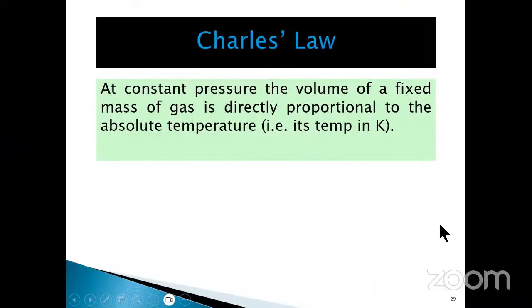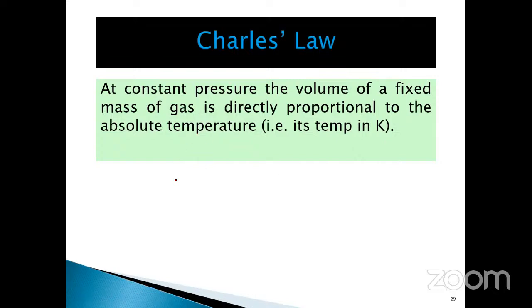Okay, so let me talk about the next law, which is Charles' law. And this law relates the volume of a gas to the temperature, right? So this is Charles' law expressed in words. At a constant pressure, the volume of a fixed mass of gas is directly proportional to the absolute temperature, which means it's temperature expressed in Kelvin, all right?